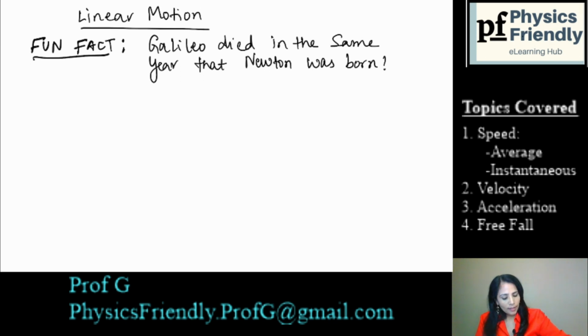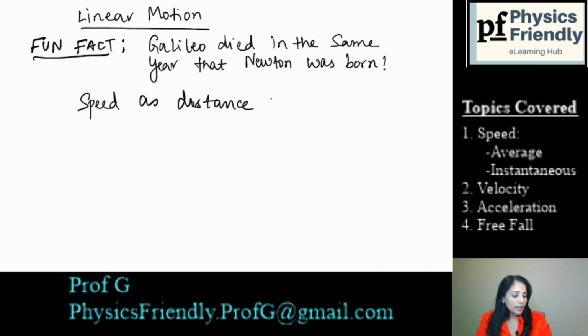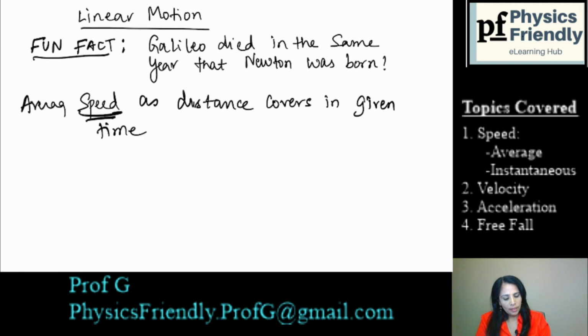So he said, speed is defined as the distance an object covers in a given time, right? So this is our average speed. When we talk about speed, we are actually referring to average speed. So average speed is the distance an object covers in a given time.